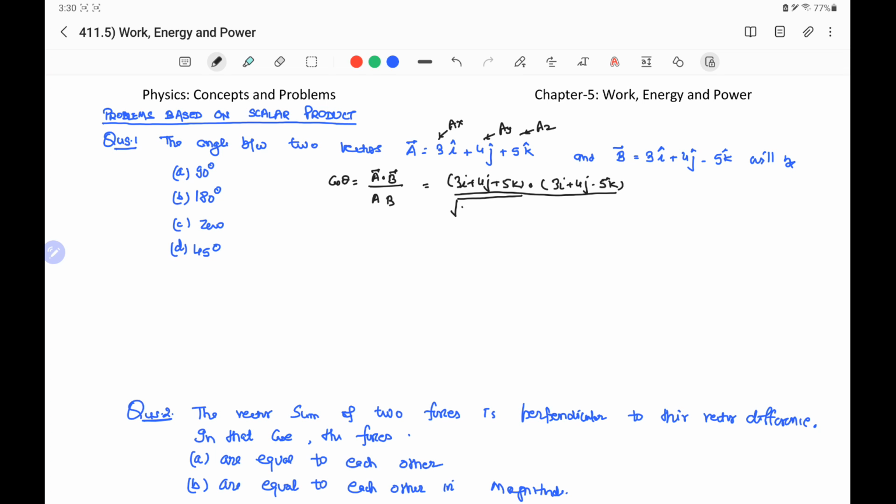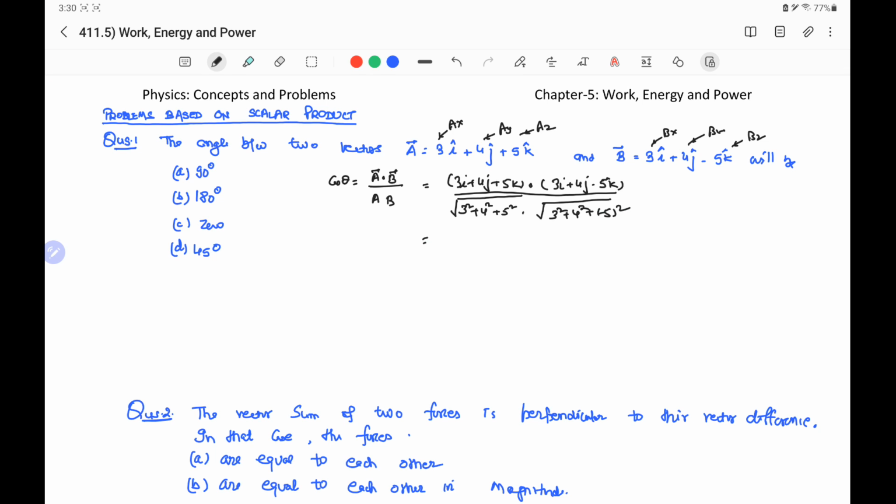So it will be square root of 3 square plus 4 square plus 5 square, into vector B magnitude, which is square root of bx square plus by square plus bz square. This 3 is bx, this 4 is by and minus 5 is bz. So magnitude will be 3 square plus 4 square plus minus 5 square.